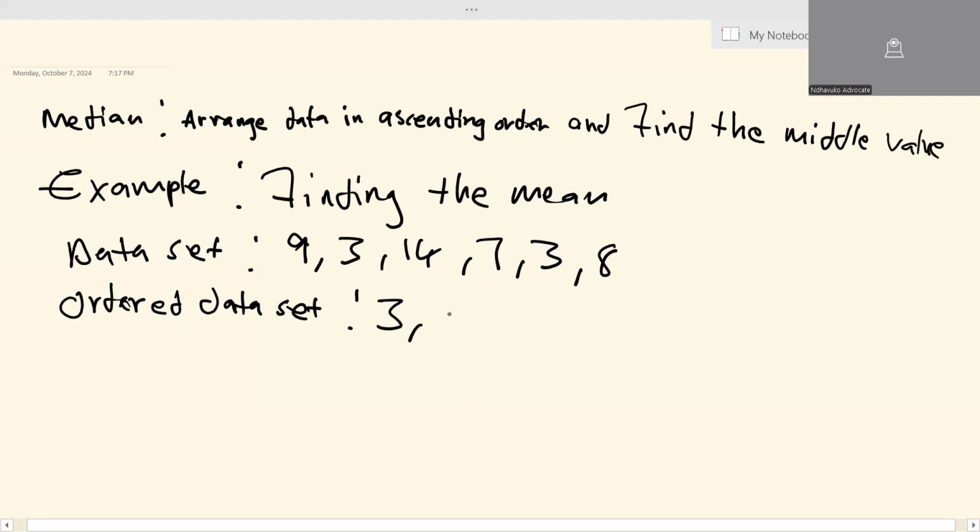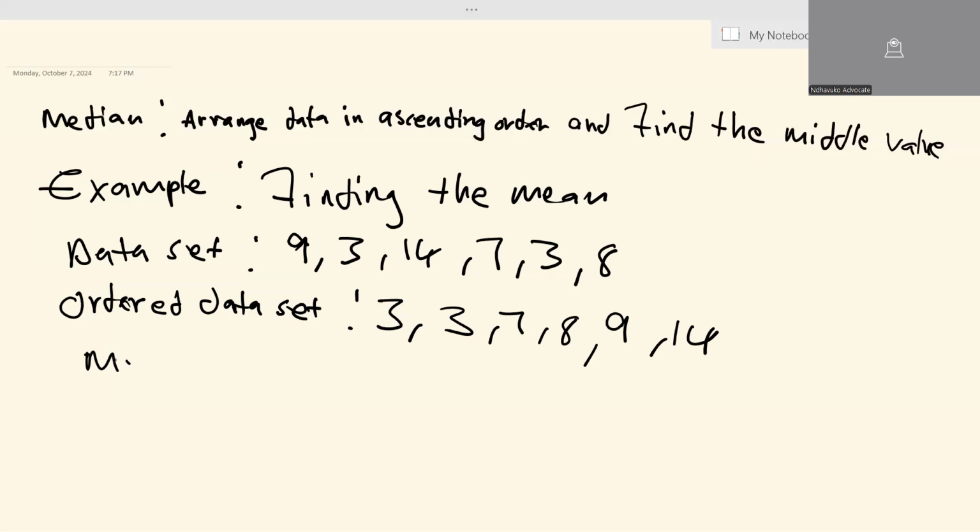So 3, 3, 7, 8, we have 9 there, and then the last one is 14. Now it's in order. What do you do? Median, sorry, did I say finding the mean here? We are finding the median, sorry. So let me erase finding the mean and replace it with finding the median so that we can continue with the calculation.